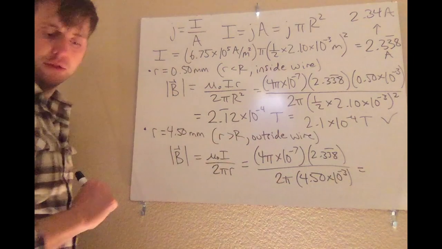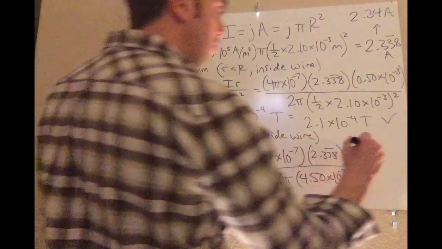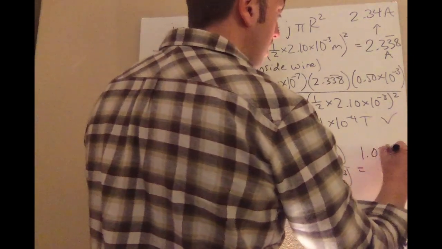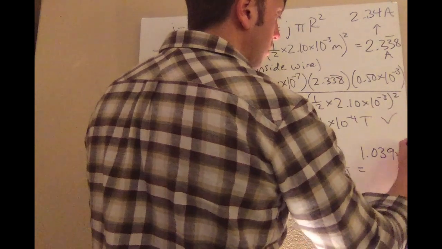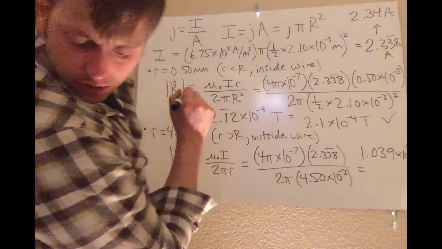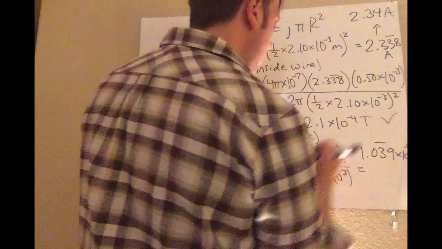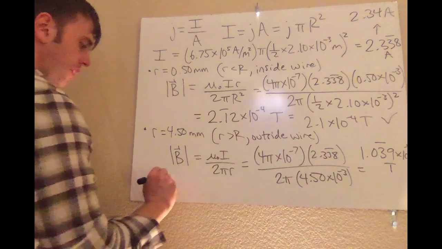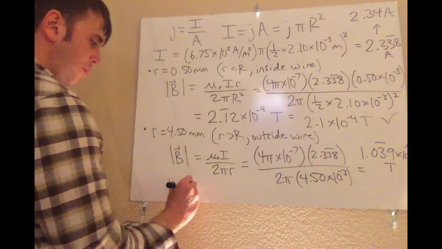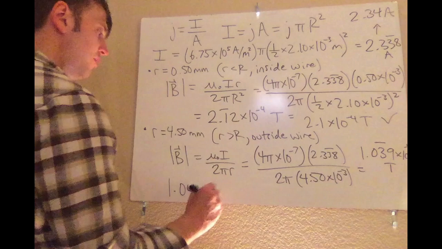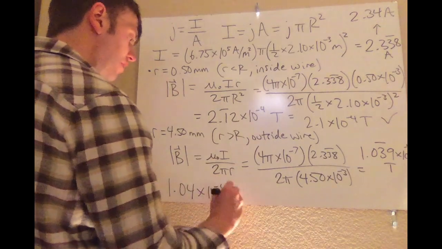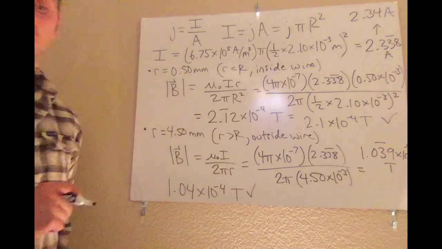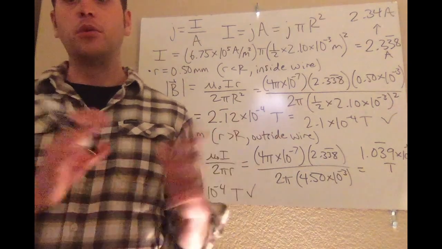Here's what this works out to. This is 1.039 10 to the minus 4. Is that right? Yeah, 10 to the minus 4. Now in this case, we'd want to keep 3 significant figures. So let's write the final result down here. We have 1.04 times 10 to the minus 4 Tesla. So that's how strong the magnetic field is when we're at this point outside.